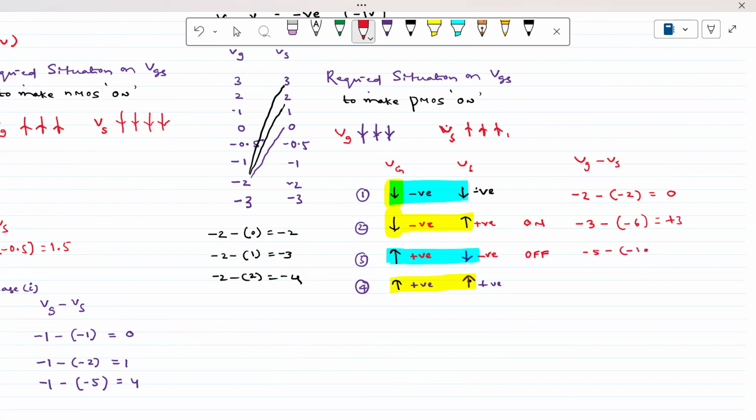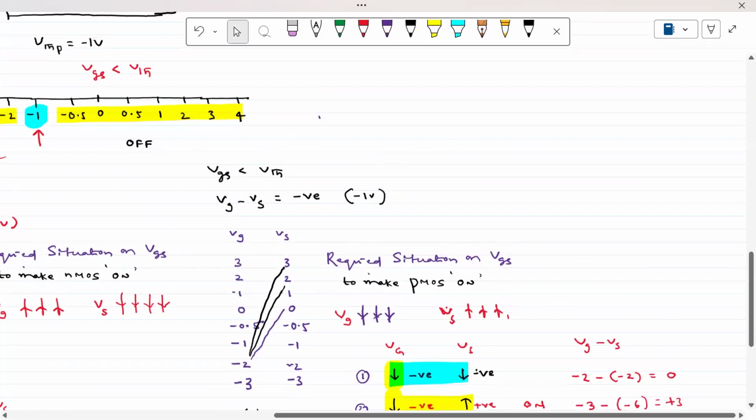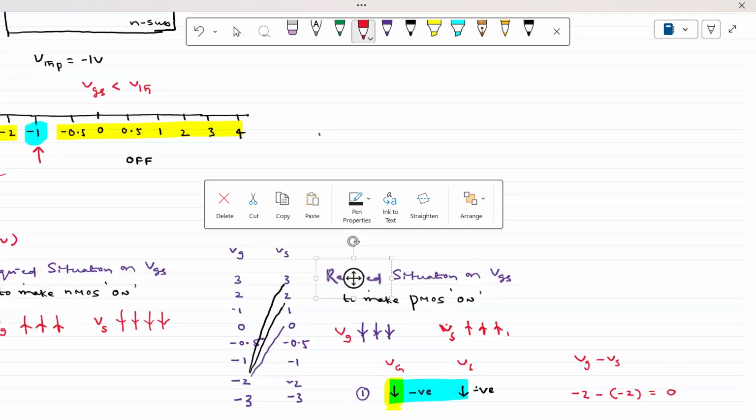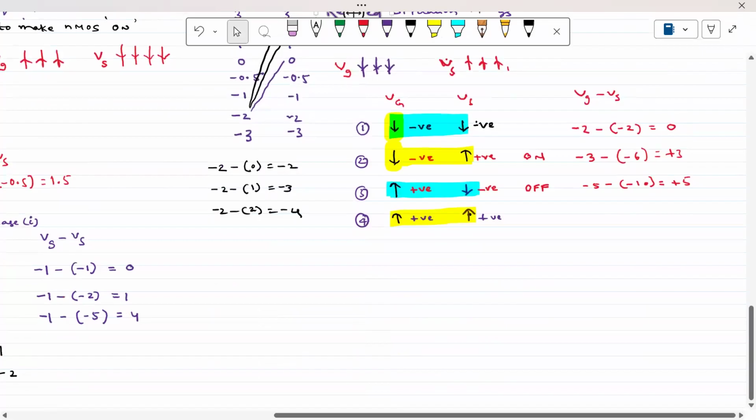Let's take an example. This much voltage we don't apply actually. What is this value? +5. See, look at what is happening here. The difference between the gate and source becomes positive. Therefore, it is off, right? Because as we can see, for all the positive values of VGS, the MOSFET is off. Therefore, I can say this is an off transistor.